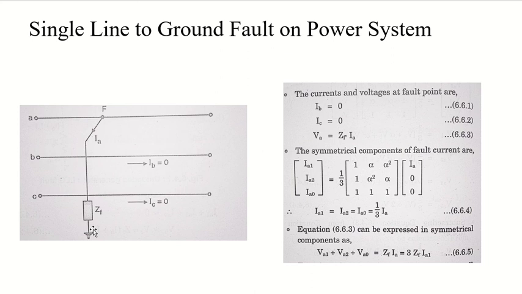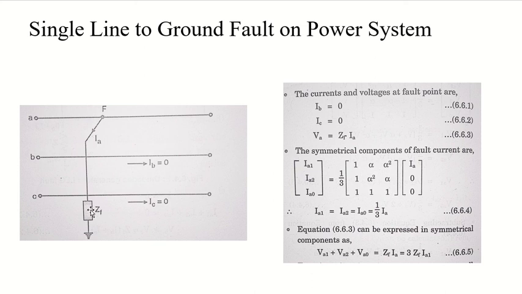When such a thing happens, what will be the value of the currents and voltages? When one phase among the three phases gets grounded and the other two phases remain as they are, the current flowing through the other two phases will become zero. So IB and IC both will become zero, and the voltage VA will be the multiplication of the current flowing through the fault, Ia, and the impedance ZF.